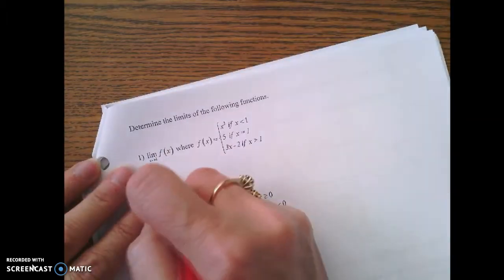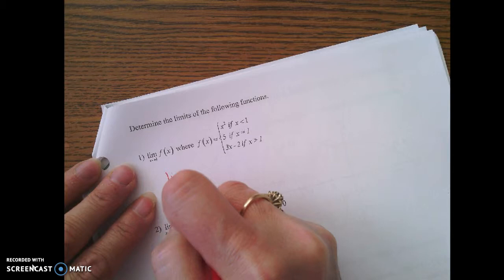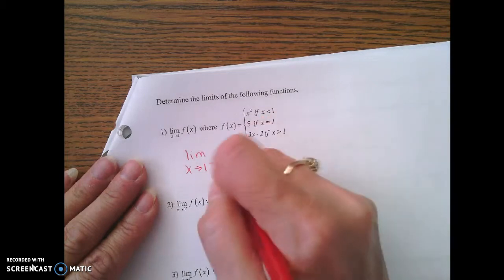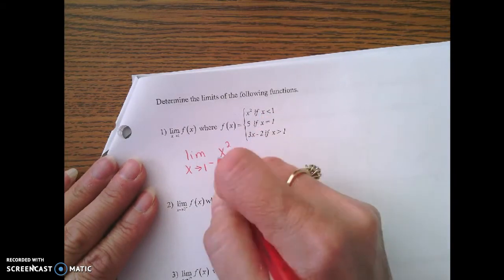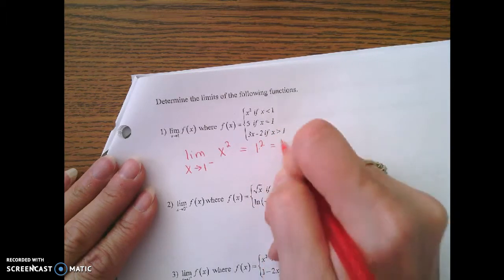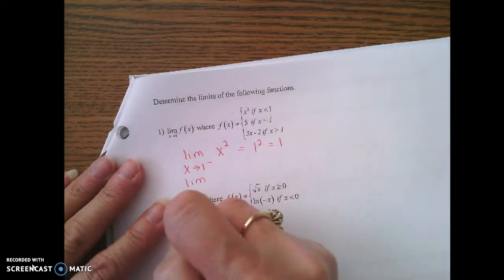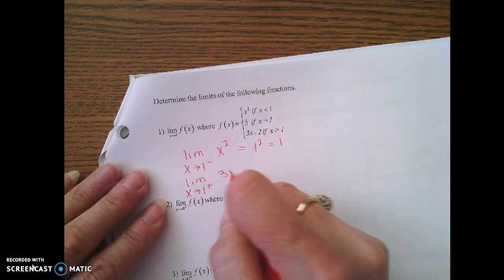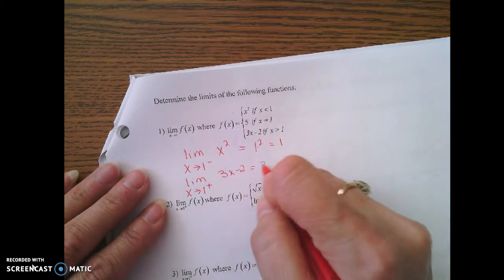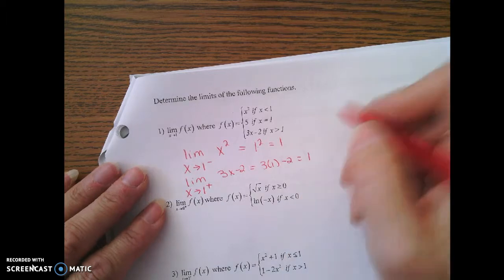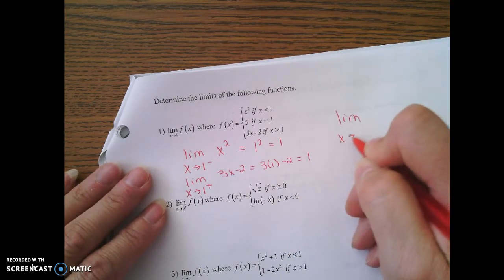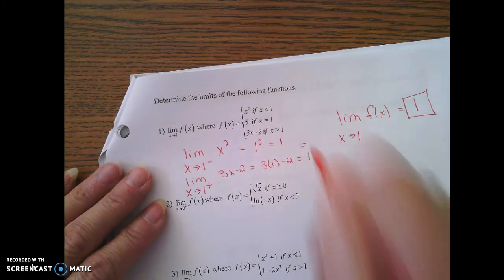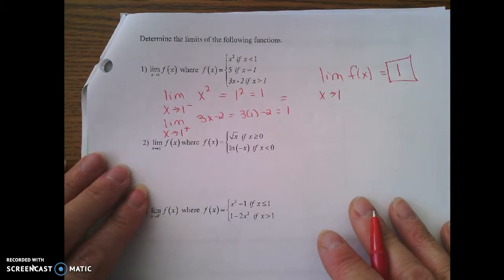All right, so again, we need to look at the limit as x approaches 1 from the left. That means x is less than 1. The function when x is less than 1 is x squared. I'm going to substitute 1 in, so 1 squared gives me 1. I also want to look at the limit as x approaches 1 from the right. That means x is greater than 1. I'm using the function 3x minus 2. Substitute 1 in, I also get the answer 1. So the limit as x approaches 1 from both directions is 1. It's the same number, they equal each other. So it exists and it's 1.